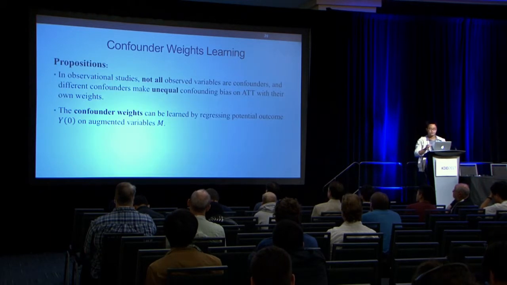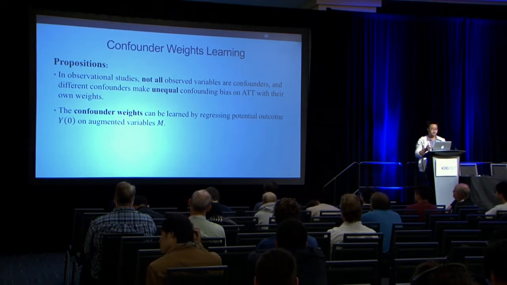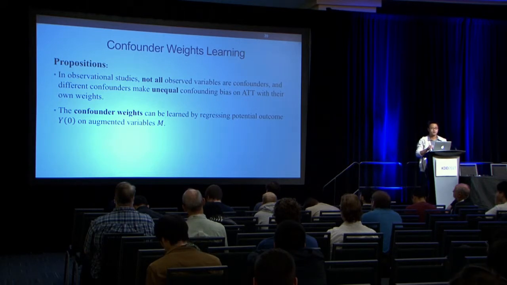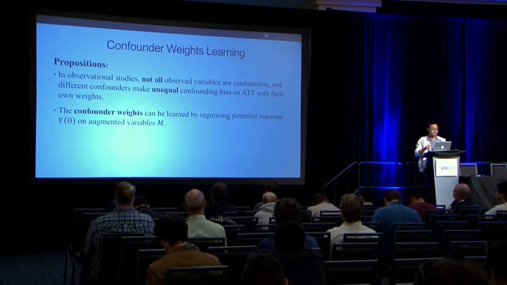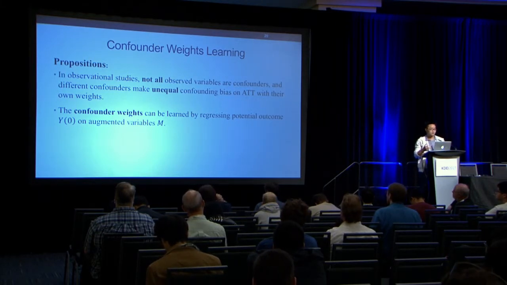So we give the following proposition for confounder weight learning: in observational studies, not all observed variables are confounders, and different confounders may have unequal confounding bias on ATT with their own weight. And we can learn the confounder weights by regressing the potential outcome on the augmented variables.